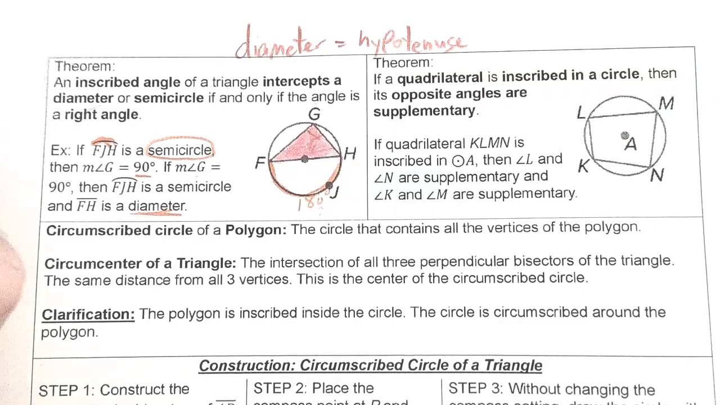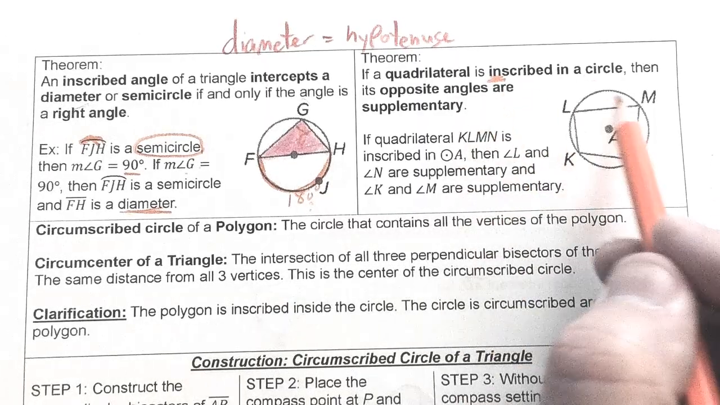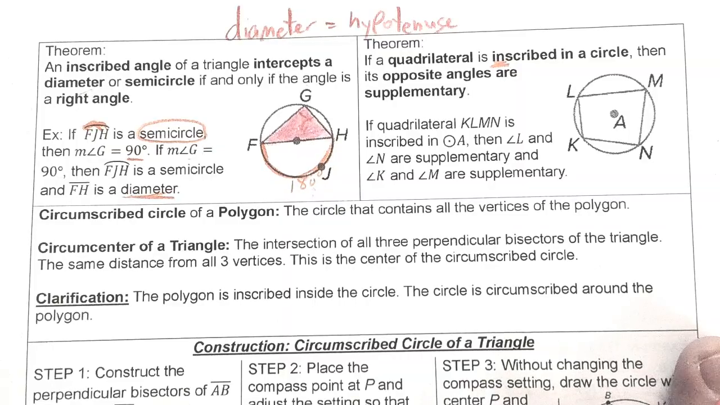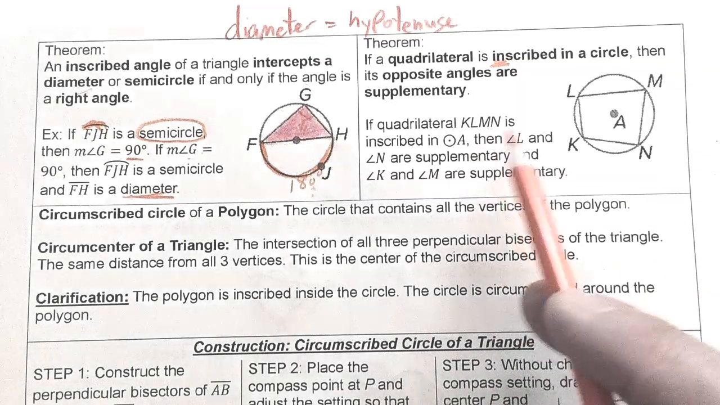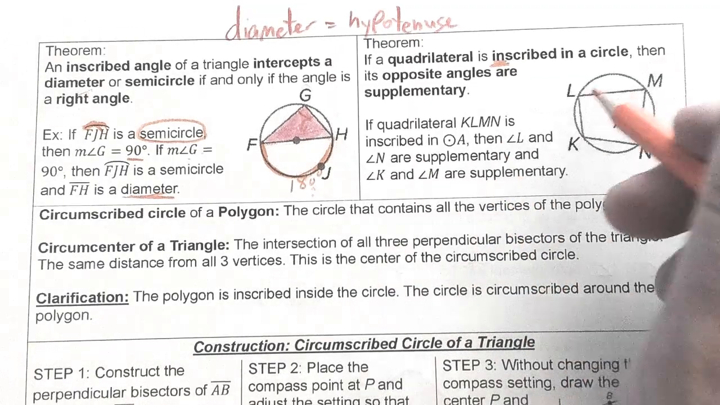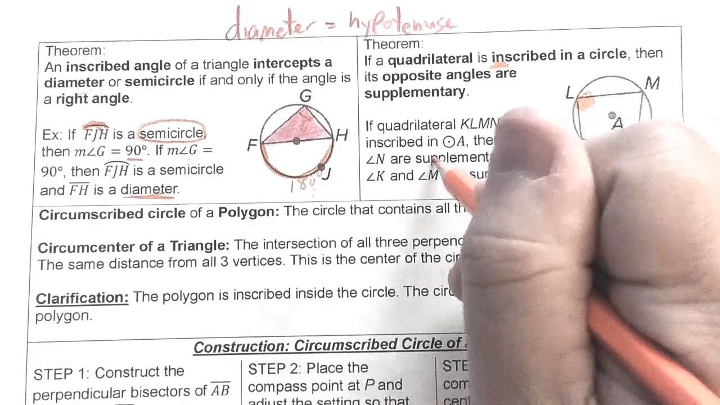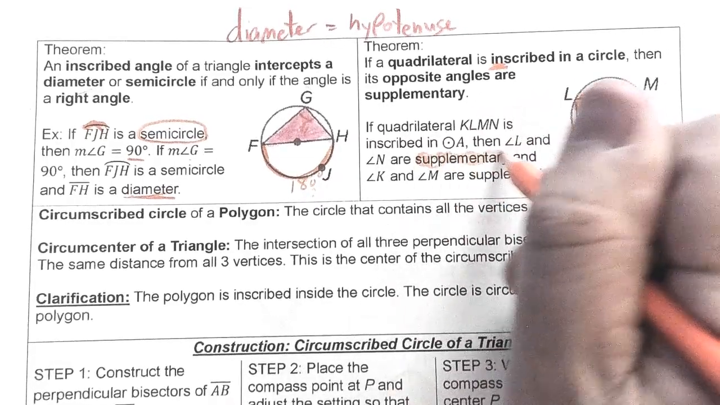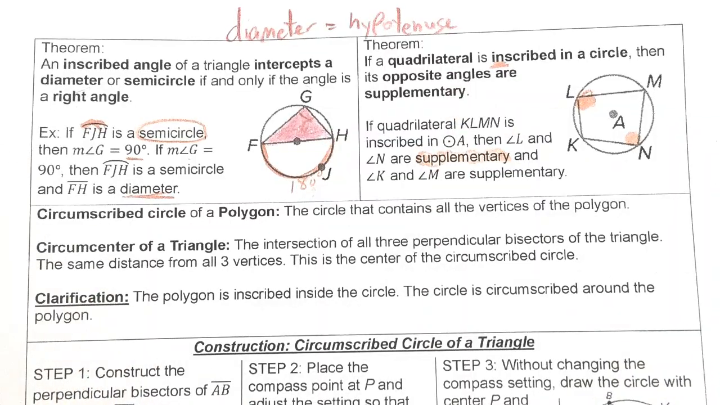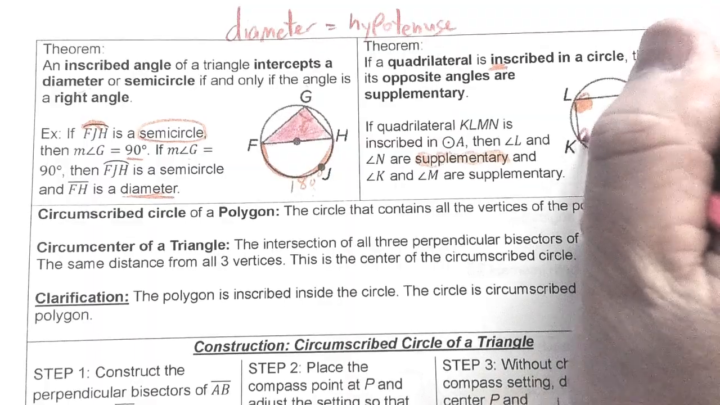Okay, on to the other side here. So a quadrilateral is inscribed in a circle. So inscribed, so inside the circle. All right. I'm not going to color that in because I need to color the corners. All right, so this quadrilateral is inscribed in circle A. Angle L and N are supplementary. So, in parallelograms, opposite sides are congruent, but when they're inscribed in a circle, your opposite angles are supplementary.